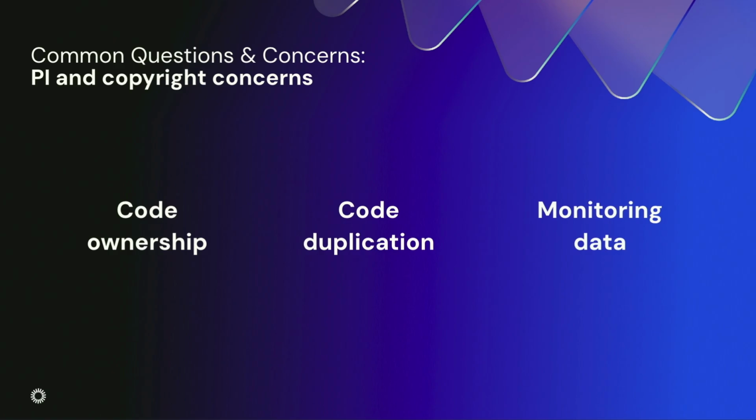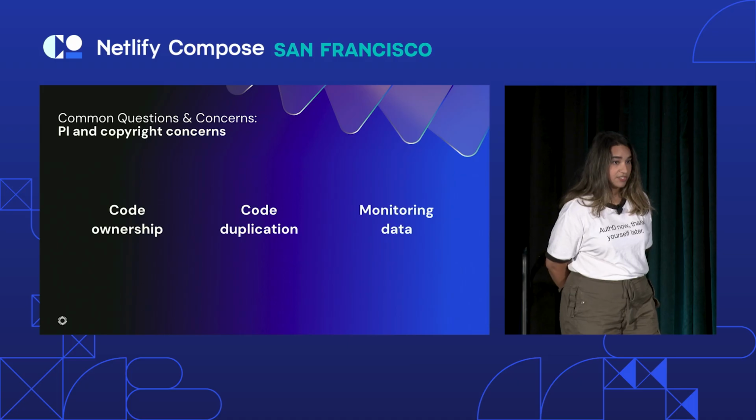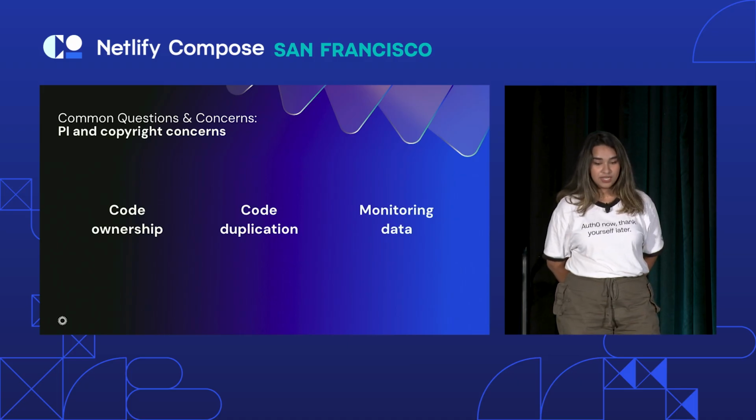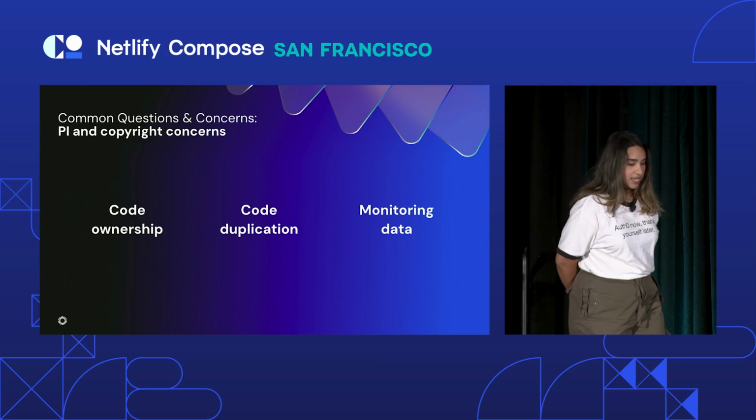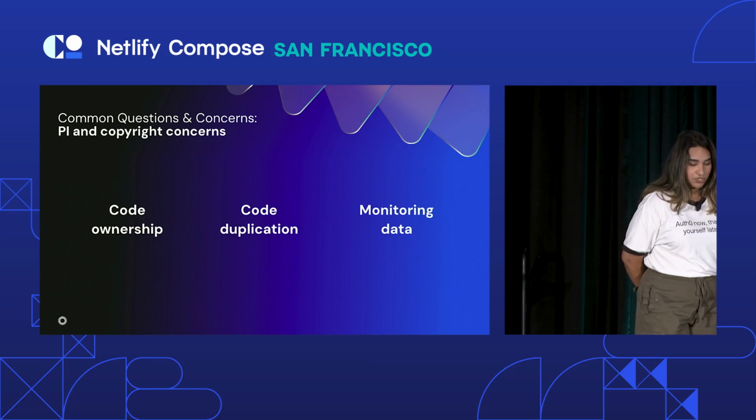But now we're going to get into the actual considerations that folks are saying they take into consideration. So the first set is on PI and copyright concerns. Code ownership. When you're asking ChatGPT or GitHub Copilot or any tool that you're using to generate code for you, is it you that owns the code, or is it the tool itself that generated it?